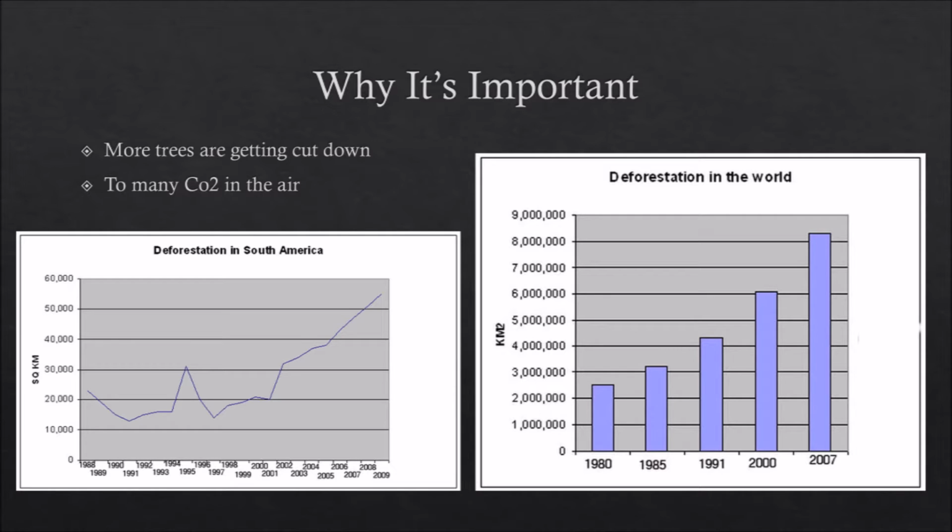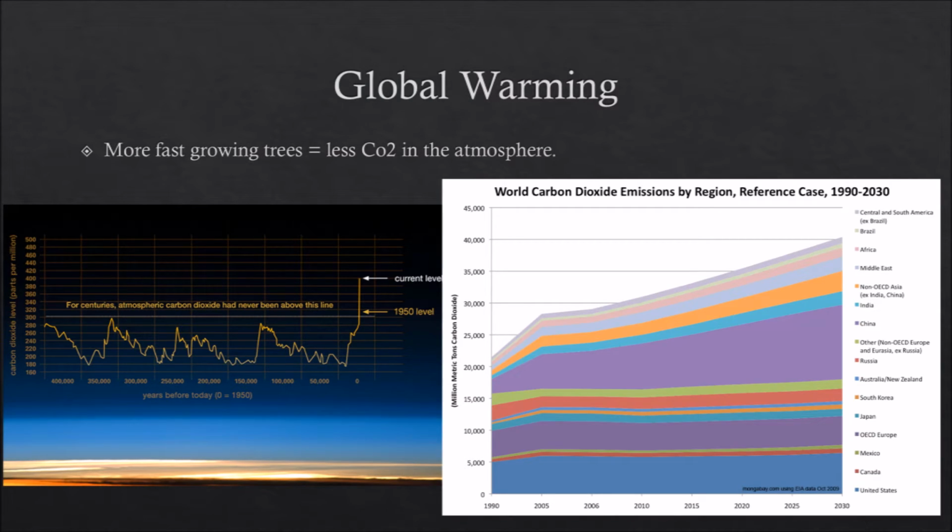In the graphs below, you can see how deforestation in South America and the world are increasing. Also, global warming is a very serious problem right now. With more trees that grow faster, we can decrease the CO2 in a shorter time period and in great amounts. As you can see, the amount of CO2 has never crossed over 300 parts per million. Yet right now, it's way above the line already.